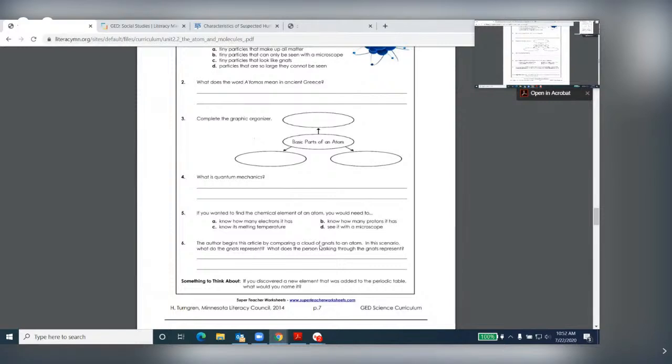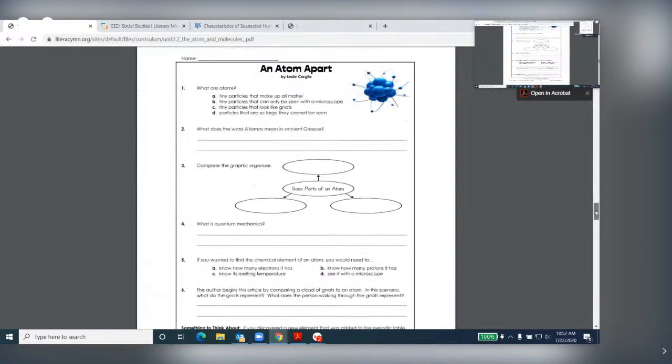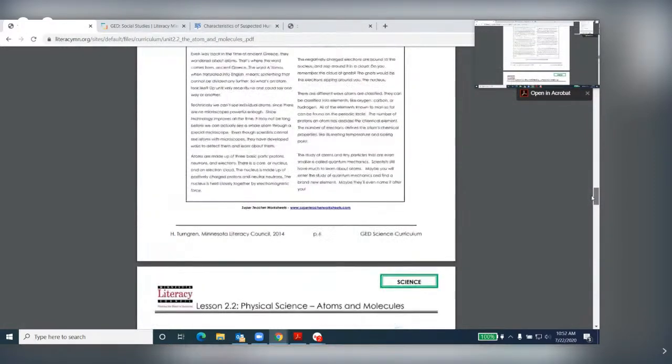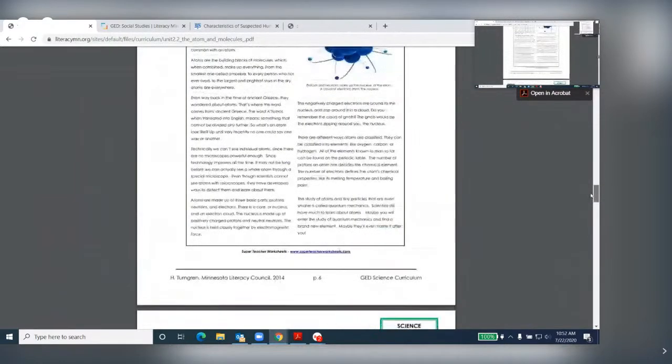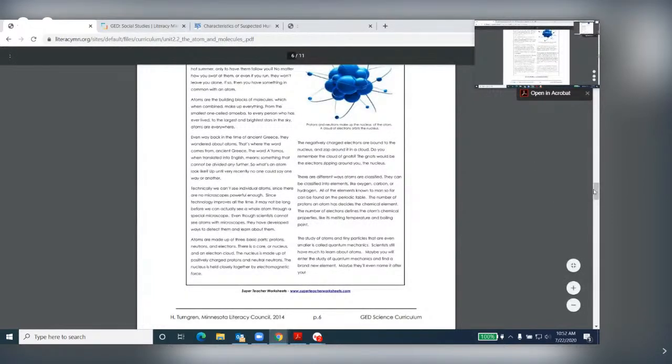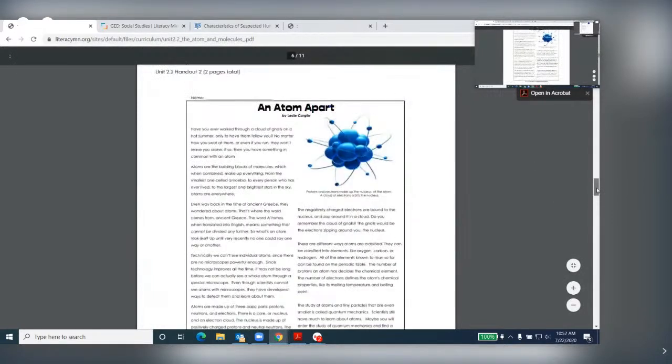And the author begins by comparing a cloud of gnats to an atom. In this scenario, what do the gnats represent and what does the person walking with the gnats represent? And we talked about that back up here. So it says right up here in the first, if you walk through a cloud of gnats on a hot summer day, they follow you, no matter what you swat them, you run, they won't leave you alone. If so, you have seen something in common with an atom.